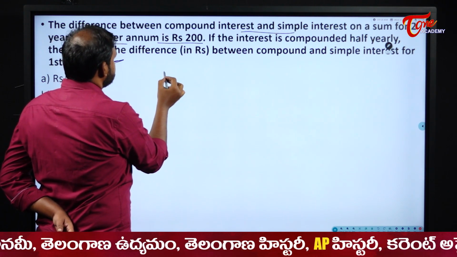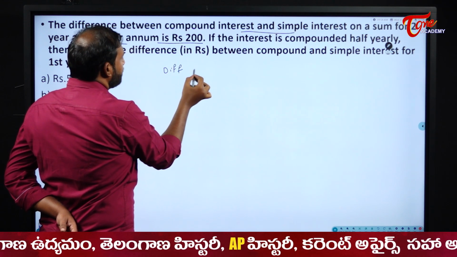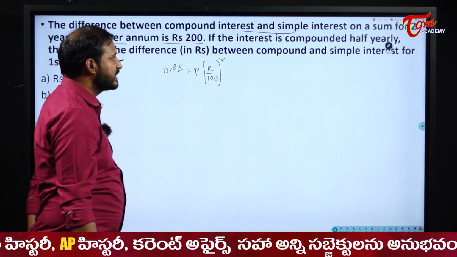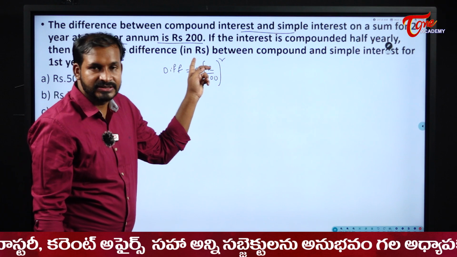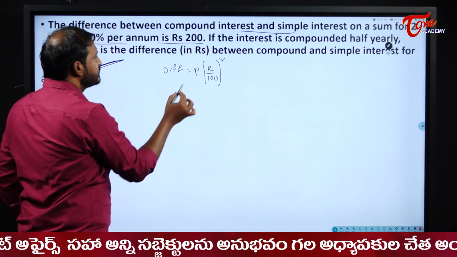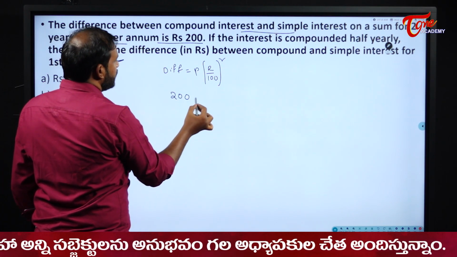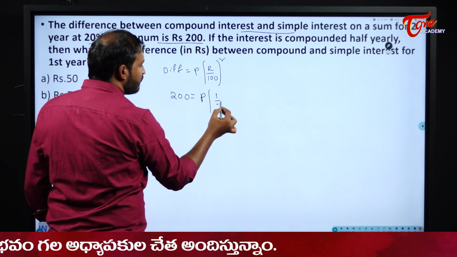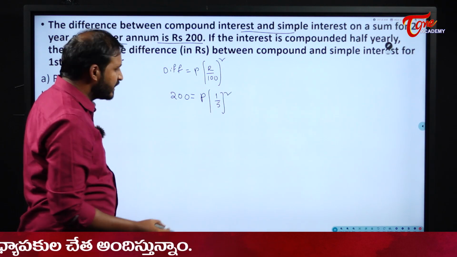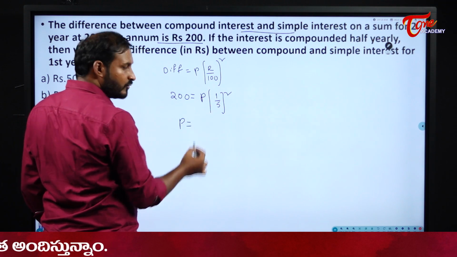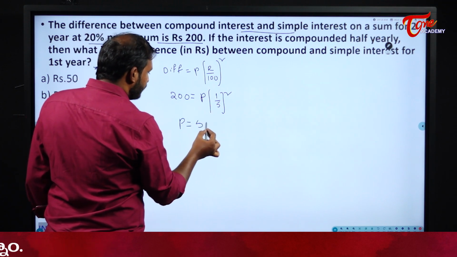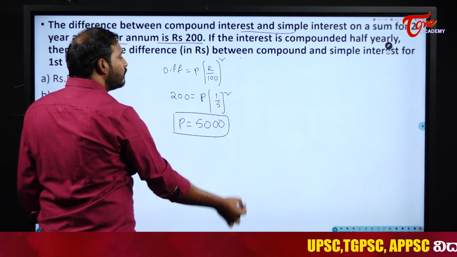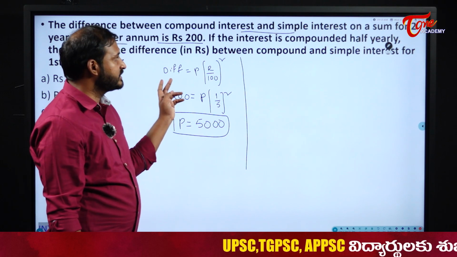So what you will write? Here difference is equal to P into R by 100 whole square. From here please try to find the P. What you will get? Difference is how much? 200. Principal we need to find. Rate of interest is how much? 20%. So 20 by 100 it will become what? 1 by 5 whole square. So principal will become what for me here? 25 into 200. 25 twos are 50 and 2 zeros. So principal is how much I got here? 5000. Now I need to find the difference between simple interest and compound interest.